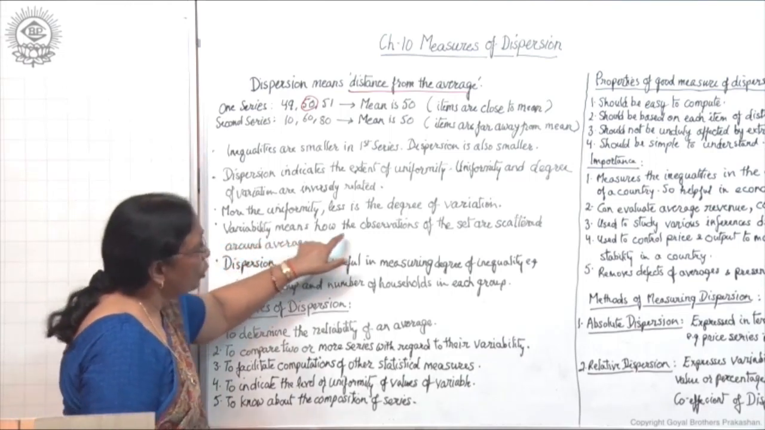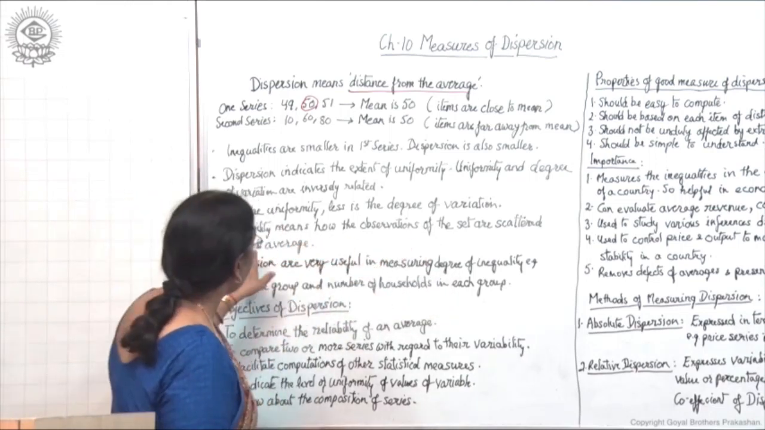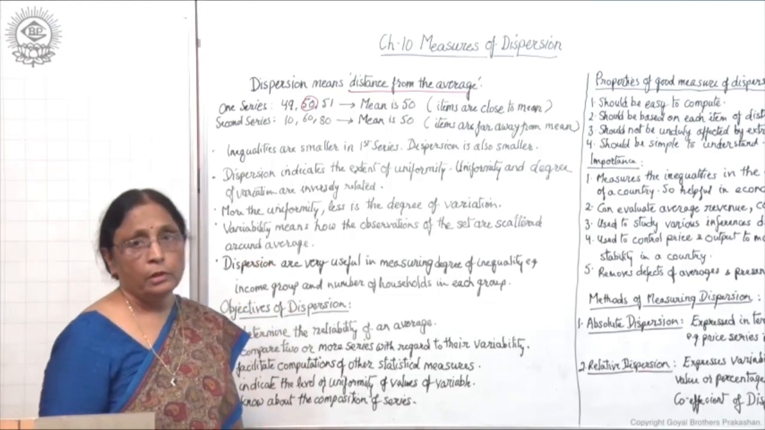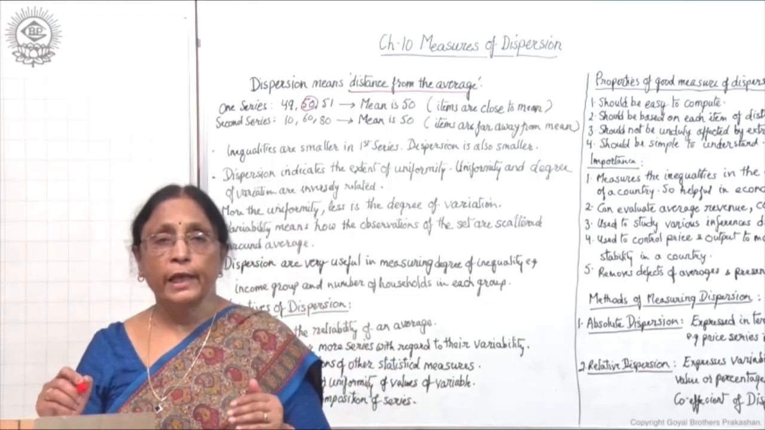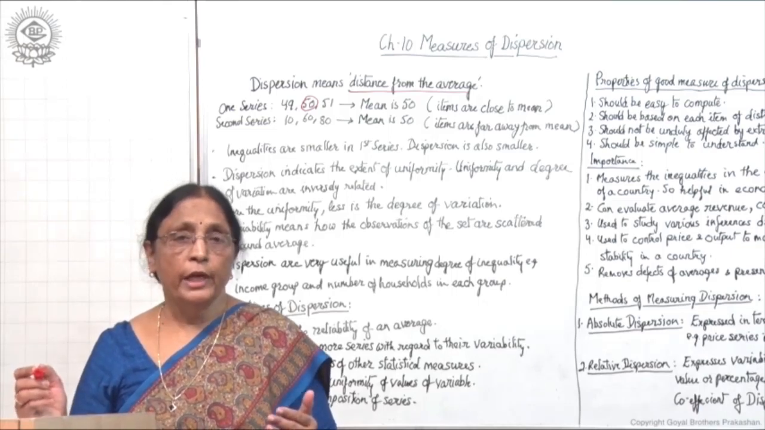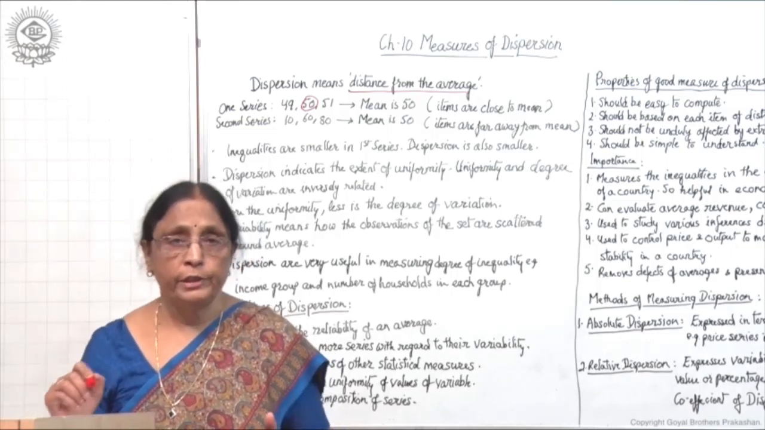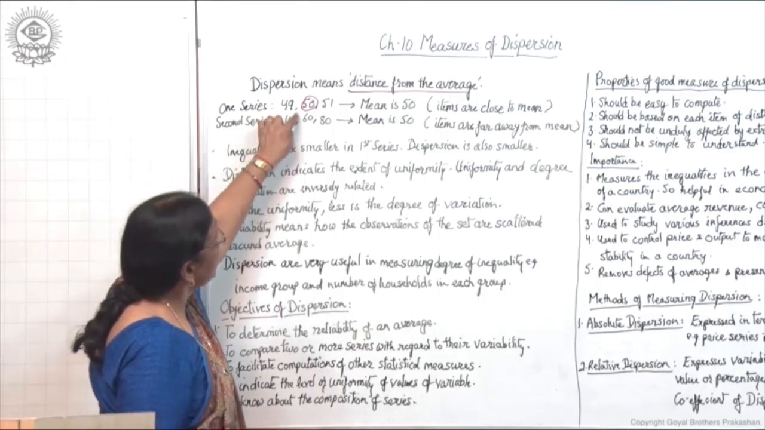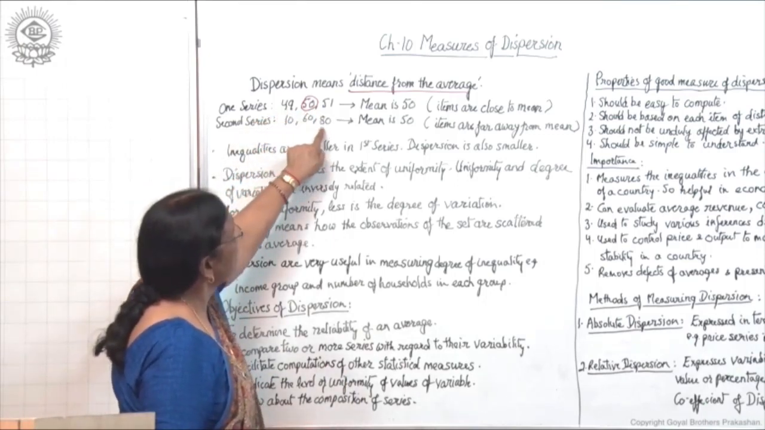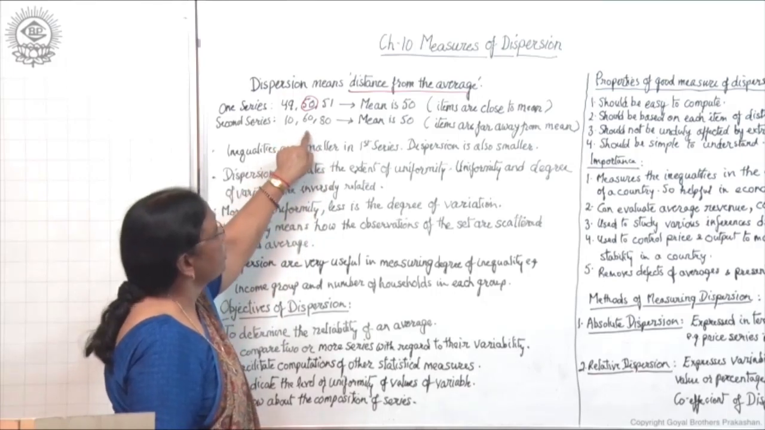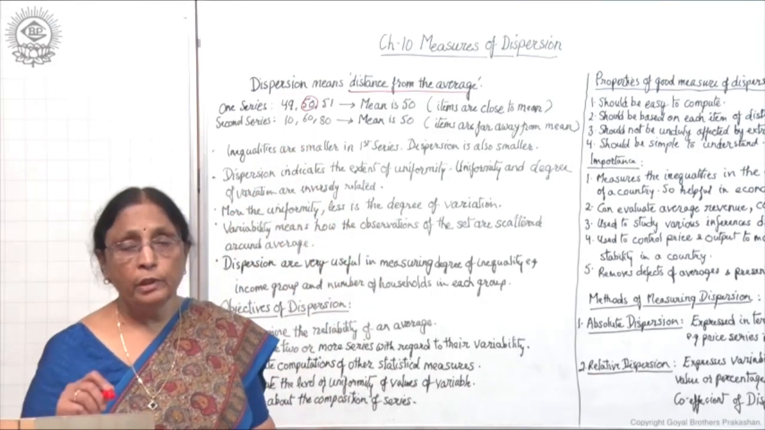Variability means how the observations of the set are scattered around average. That means how the data are scattered around average, that shows the variability. In this case, variability is less because data are close to average. In this case, variability is more because data is far away from average.